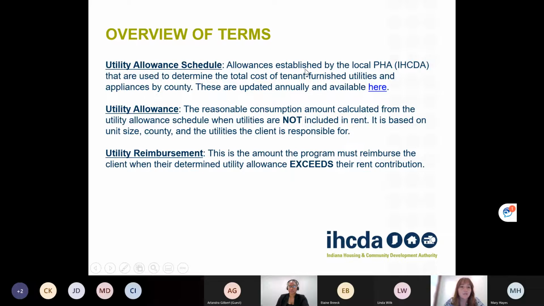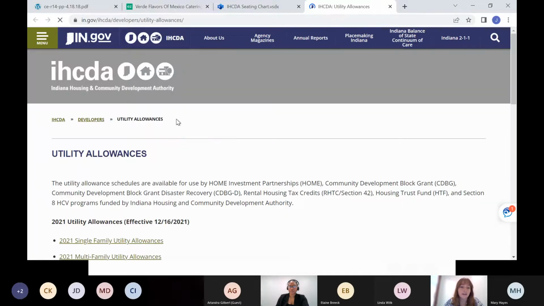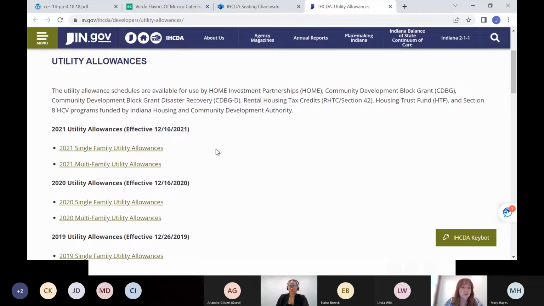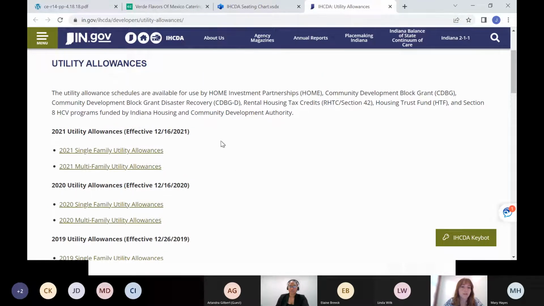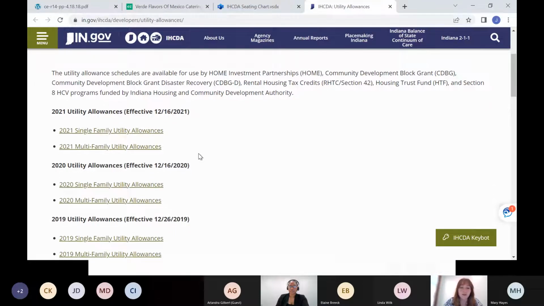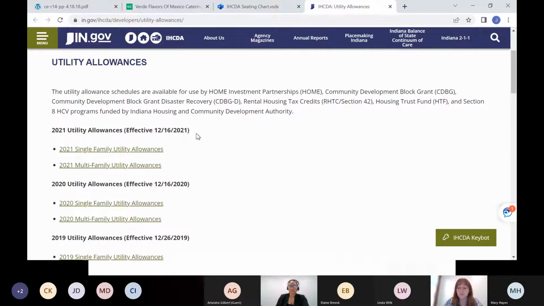But to go ahead and start, a utility allowance schedule, that's something that everybody is probably already familiar with. These are the schedules that are published by IHCDA every year. They are linked on our website. So these go through the utility cost allowances for different sized units in counties throughout the state. They are published every year around mid-December. And when the new ones are published, you want to make sure that you're using the new ones, regardless of the funding year that you're operating in.